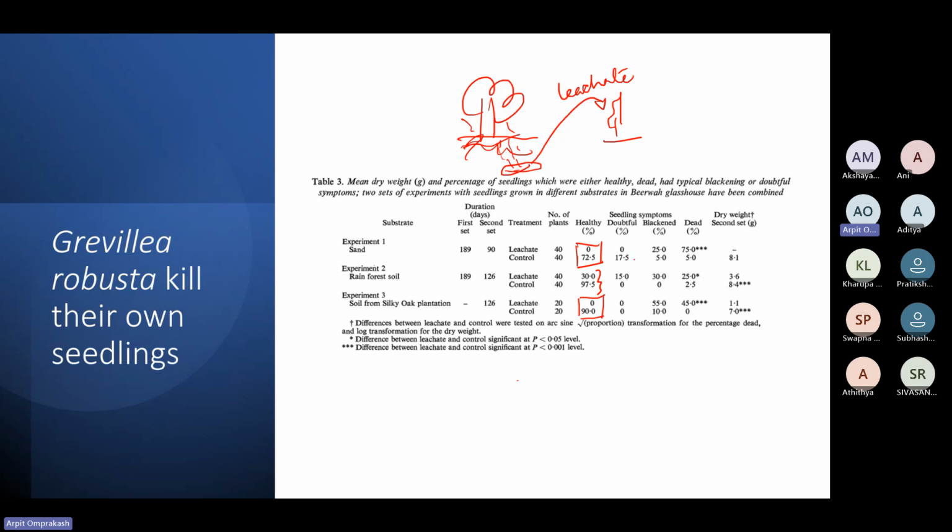Now, why is that the case? This might be because rainforest soil might have some bacteria or other microbes which might be digesting or utilizing these secretions that this tree is making. So basically, there are factors which are modifying the effect of the allelopathy that we are seeing.